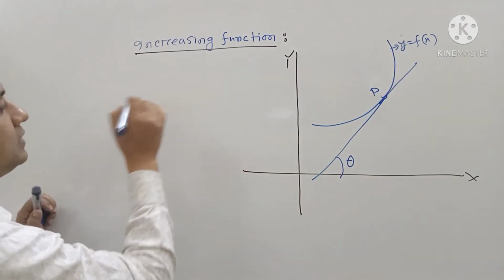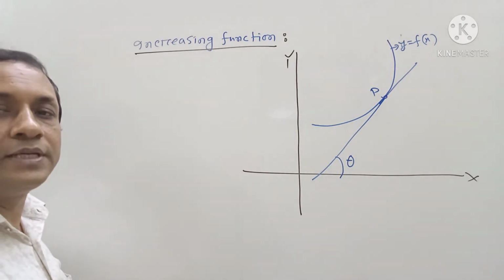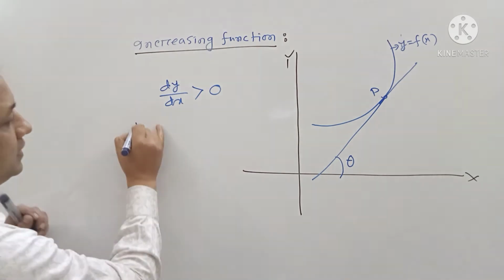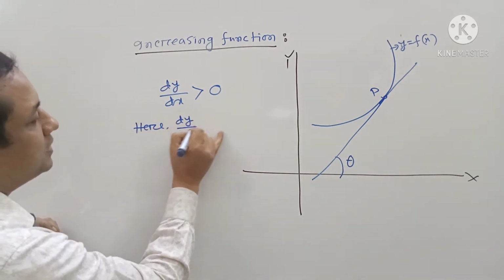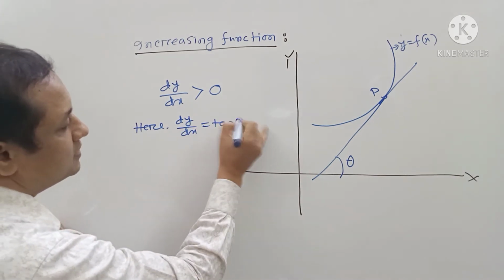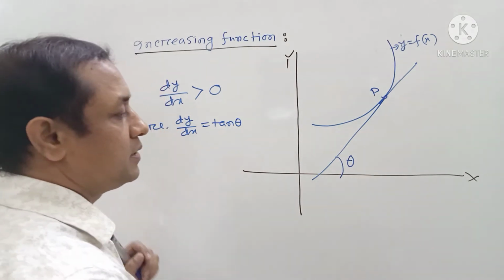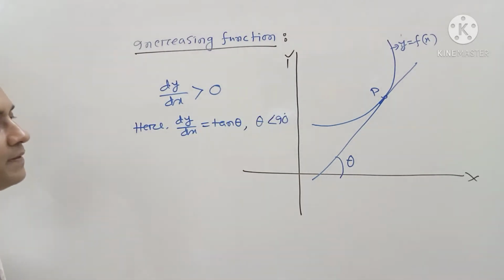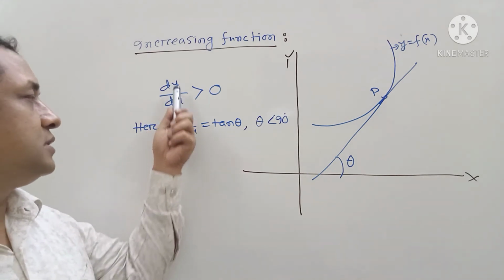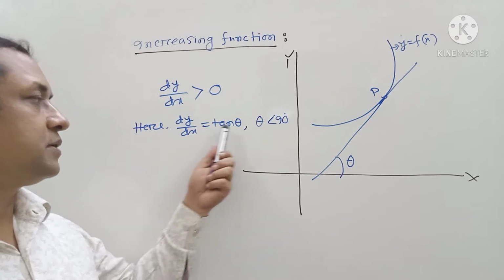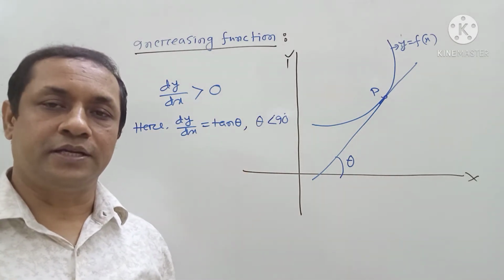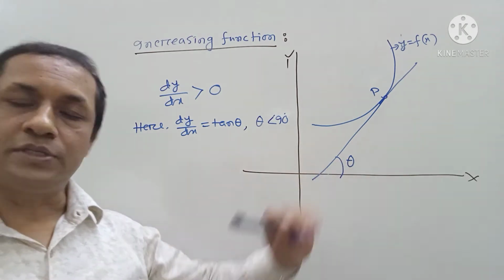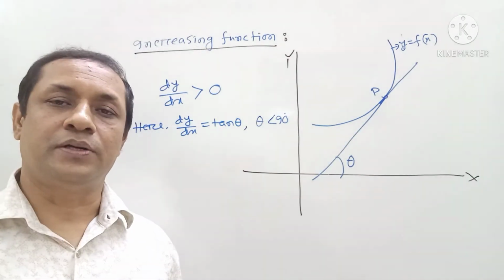In the case of an increasing function, the slope of tangent is positive, so dy/dx is greater than 0. Here dy/dx equals tan theta, because theta is in the positive direction along the x-axis. Here theta is less than 90 degrees. So for an increasing function, dy/dx is greater than 0 and theta is less than 90 degrees. I hope that you are clear, student.